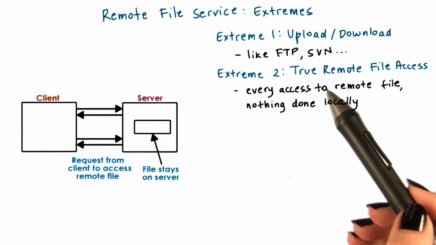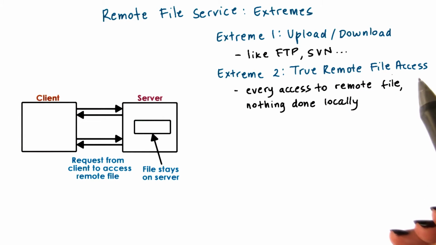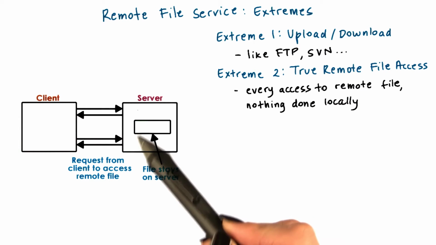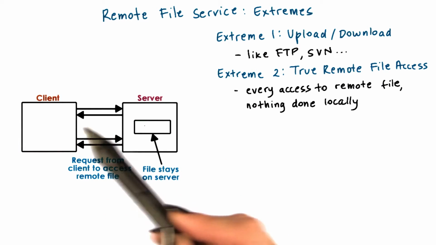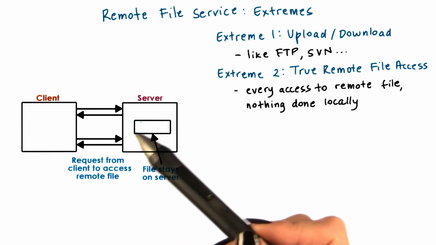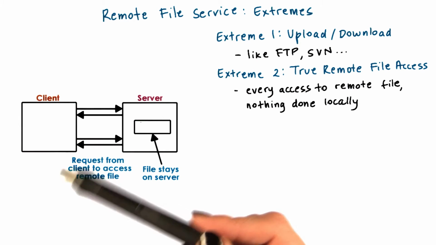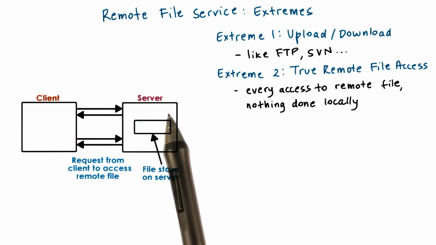At the other extreme, we have a model that's called true remote file access. In this model, the file remains on the server, and every single operation, every read or every write, has to go to the server. In this model, the client makes no attempt whatsoever to leverage any kind of local buffer cache, local disks, or anything like that. Everything has to go to the server.